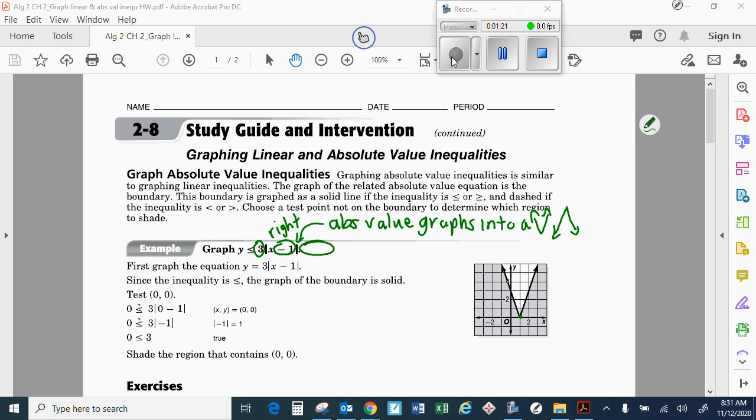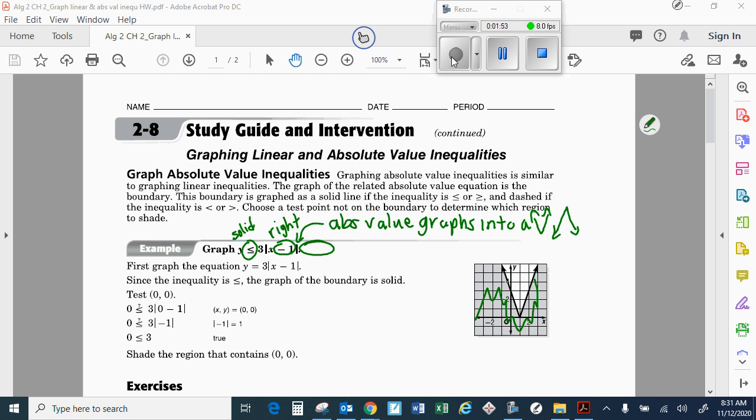Now instead of a slope of 1, we have a slope of 3. So that means up 3, 1, 2, 3, right 1, and left 1. And then I just go ahead and draw my V there. Now, since it's an equal sign, as you learned from last lesson, I write the word solid. So it's a solid V as you see here. And then it's less than, that means it's below. We shade everything below.